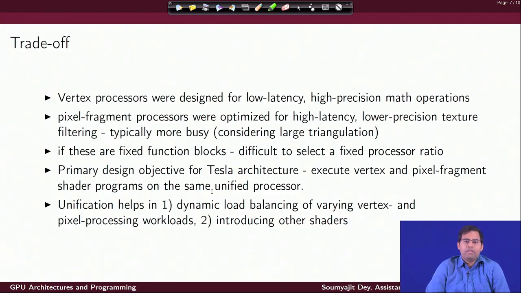Now, this unification helps, as we have discussed, in the dynamic load balancing of these varying throughputs of vertex and pixel processing, and it also helps in introducing many other possible shaders that can be part of the graphics pipeline. As we know, this is always the case when you move some hardware functionality to a software functionality. With increased programmability, you can do more dynamic load balancing of things. So, essentially you move out from these fixed function blocks, make them all part of a programmable parallel processor, that is the GPU, and you just dynamically decide how many threads will be computing for the vertex or the pixel, what is good for the overall high throughput functionality required.